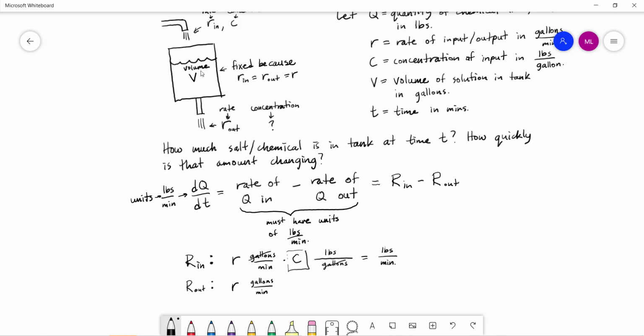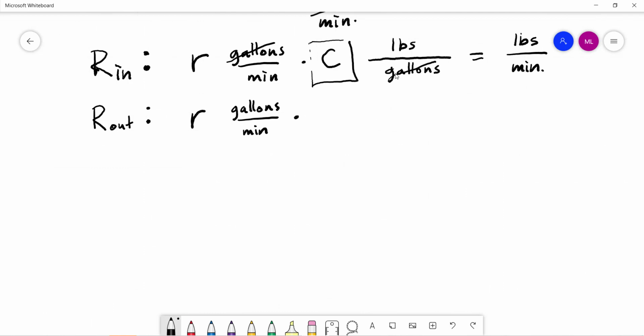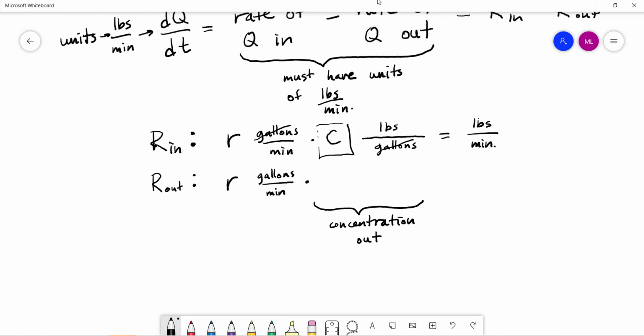But how can we figure out that concentration? So we need to multiply it by the concentration that's leaving. Whatever I put here needs to be the concentration that's going out. Right? This quantity was the concentration going in. This needs to be the concentration going out to give us the appropriate units, which will be, I shouldn't do equals, I should do an arrow here because it's not equal to 1 pound per minute, but just has units of pounds per minute. So how do we figure out that concentration?